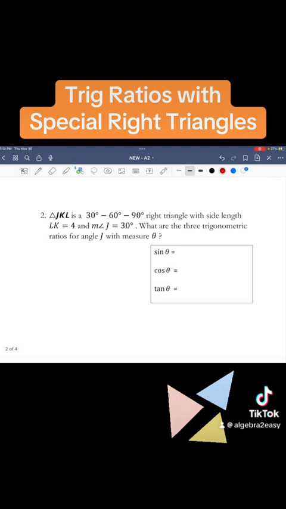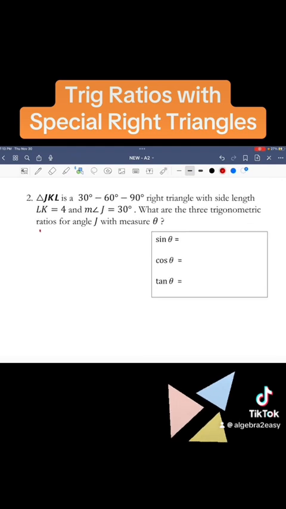Now, our next example involves a 30, 60, 90 triangle. So let's go ahead and draw that triangle. It says triangle JKL. Again, it doesn't matter where you start. You put J at the top again, and then K, and then L. It is a 30, 60, 90, and it says it has a side length for LK to be 4, and then angle J to be 30. So since they want 30, I'm going to put 30 for J, and then 60 has to be for K then. It tells you that LK is 4, so we're going to put 4 here.